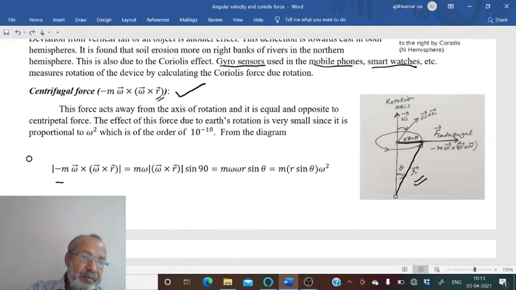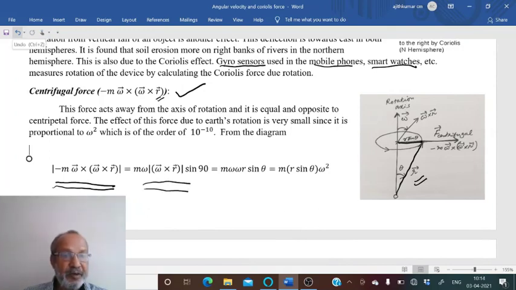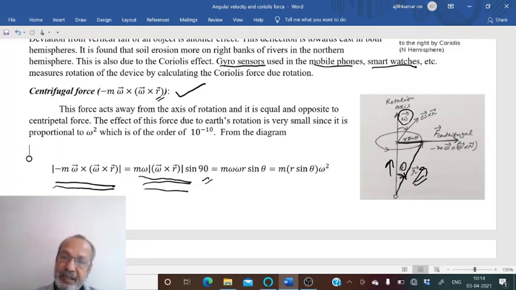So if you calculate the magnitude of this centrifugal force, then you will get this. Since omega cross r is perpendicular to omega, the angle between them is 90 degrees. So this is the first cross product, and the second cross product is between omega and r. And you can see this is the direction of omega, this is the direction of omega, and this is the direction of r. So the angle between them is this angle theta. So if you take the magnitude of omega cross r, you will get omega r sin theta. So this is m r sin theta omega square.